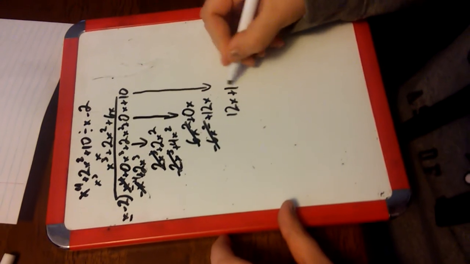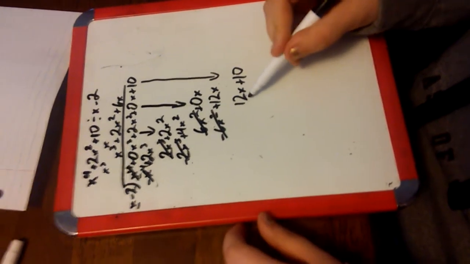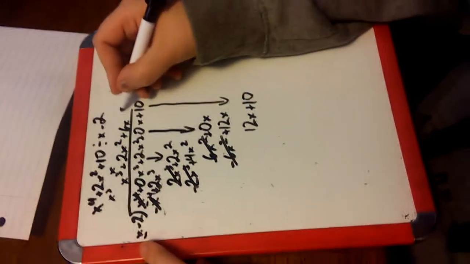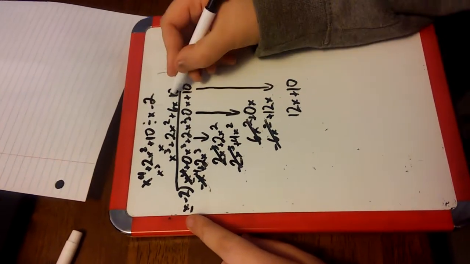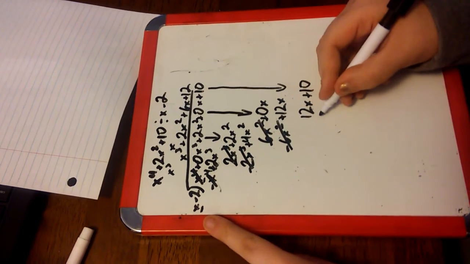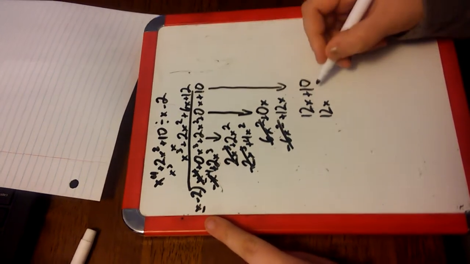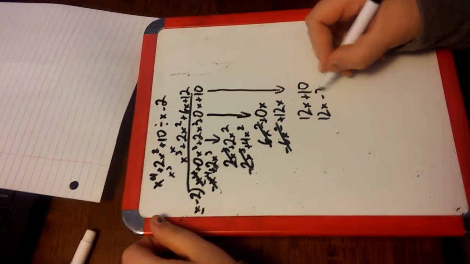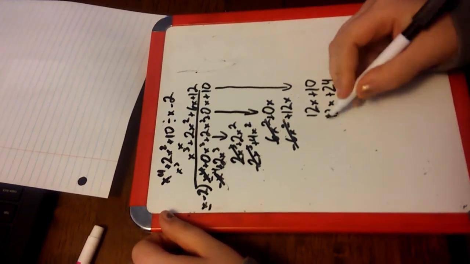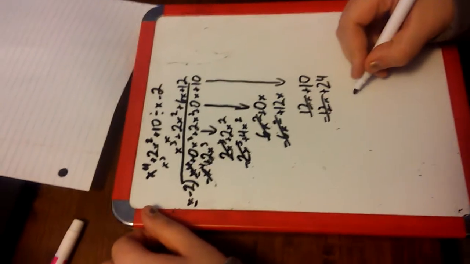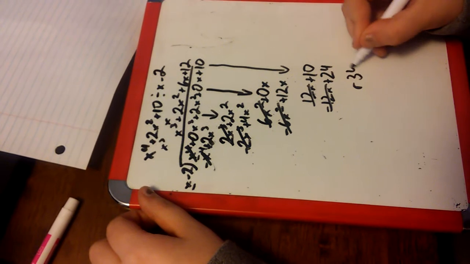Bring down your positive 10. And you do 12x divided by x, and you are left with 12. Then you do 12 times x, which will give you 12x, and then you have 12 times negative 2, which will give you negative 24. That becomes positive, that becomes negative. And then you cancel those two out, and you are left with a remainder of 34.